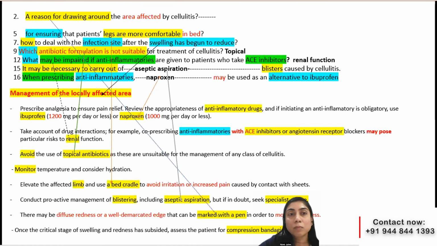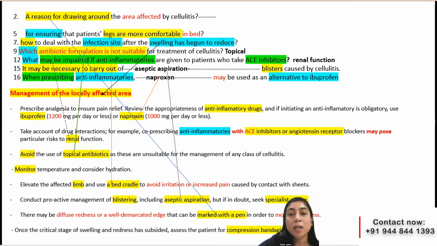Yes, ma'am. So here the question number 2. Anybody have doubt about question number 2? Reason for drawing around the affected area. It's directly given. It's drawing, it's marked with a pen here.